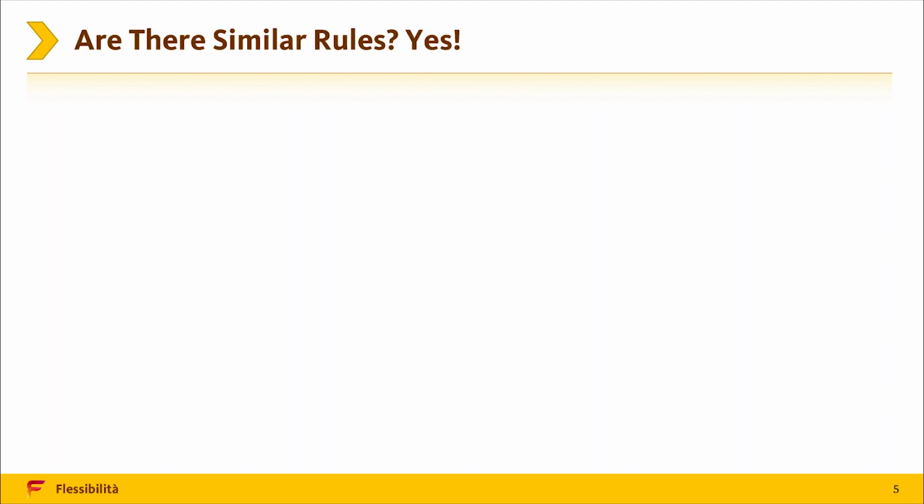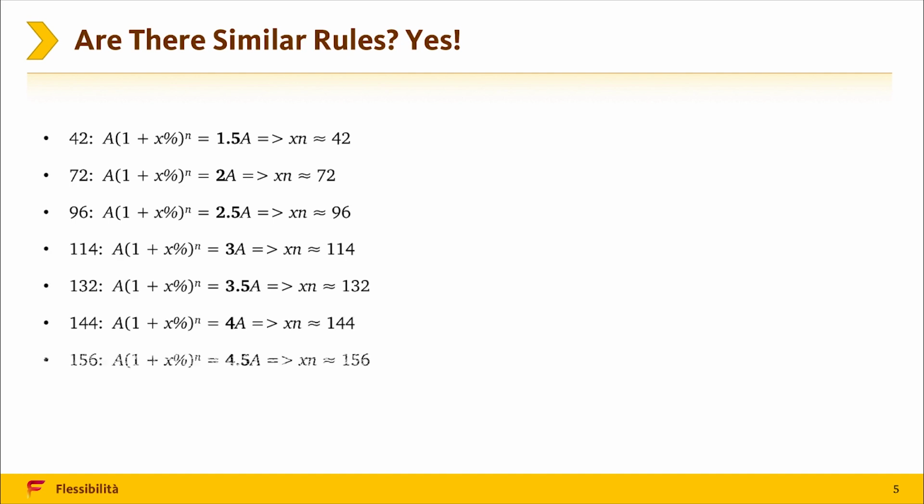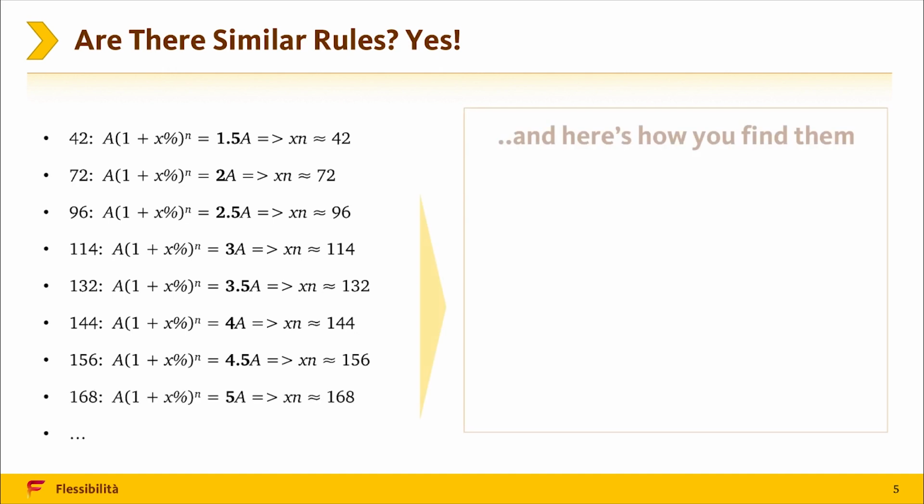This proof suggests that the rule of 72 is not the only one of its kind. And indeed, there are similar rules as well. For example, the rule of 42, the rule of 72, the rule of 96, 114, 132, 144, 156, 168, and so on. And here's how you can build similar rules on your own.